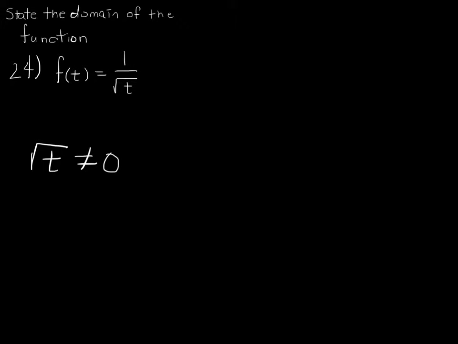So we have to make sure that t is greater than or equal to 0. So the t greater than or equal to 0 refers to the fact that we have a t underneath the radical sign, so it has to be positive. The t cannot equal 0. The square root of t cannot equal 0 refers to the fact that square root of t is in the denominator.